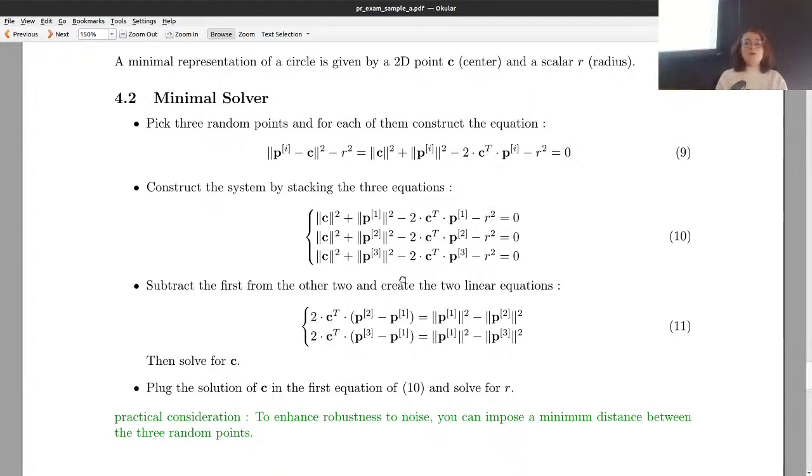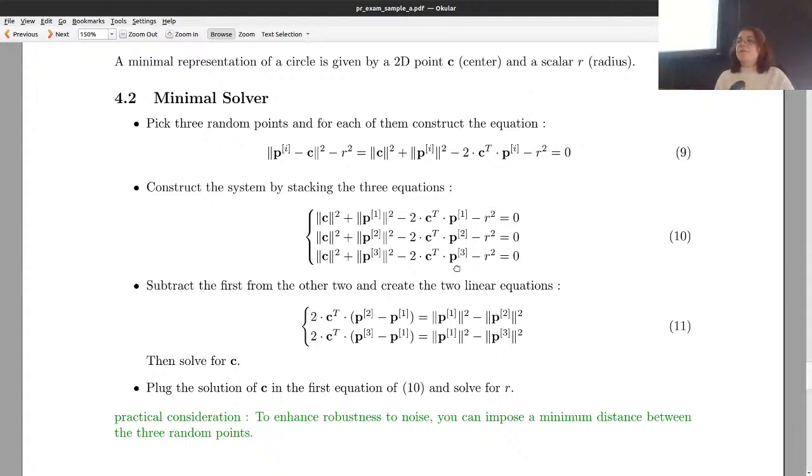Okay, so are there any questions so far? Are you convinced that this might work to find the center and the radius? Yes, okay.